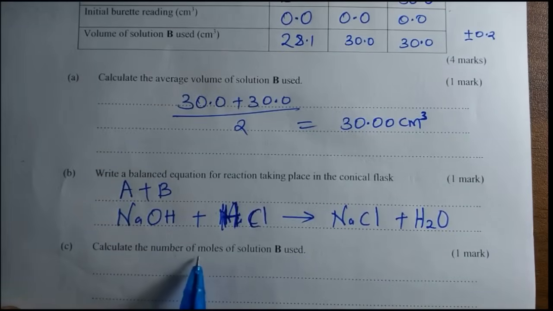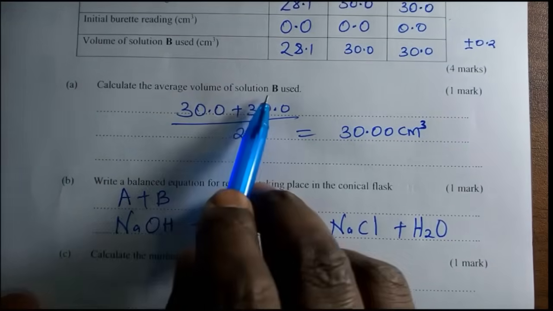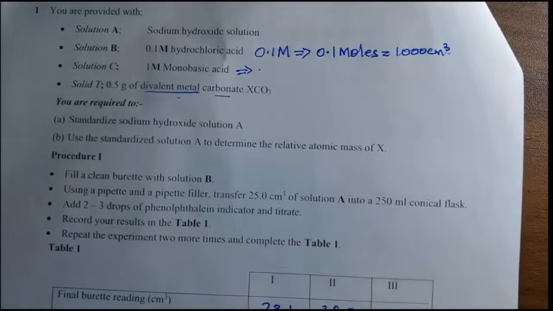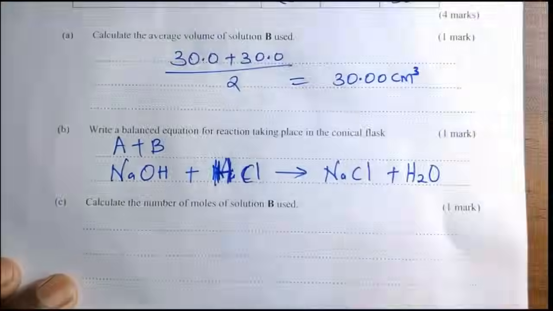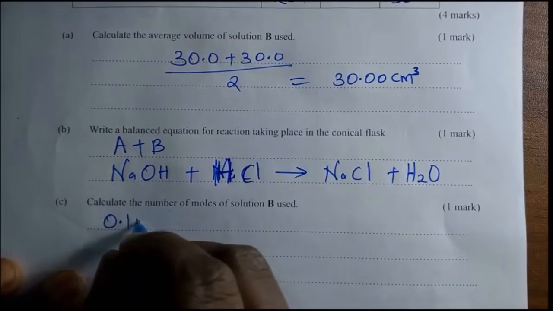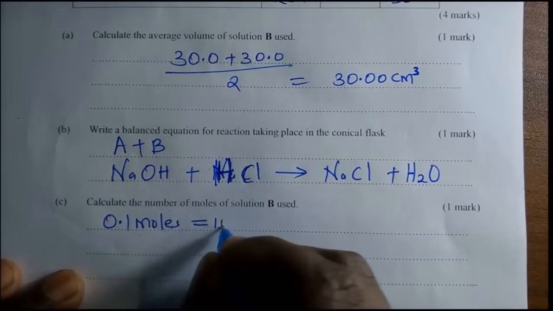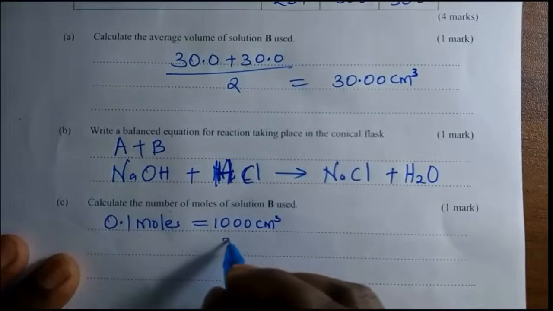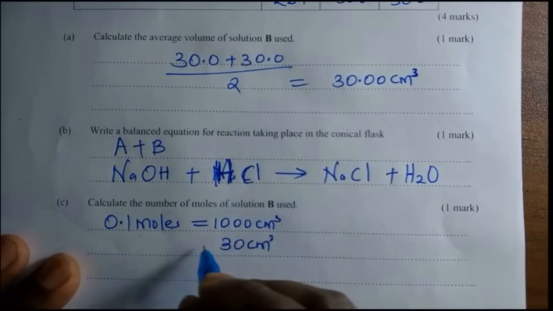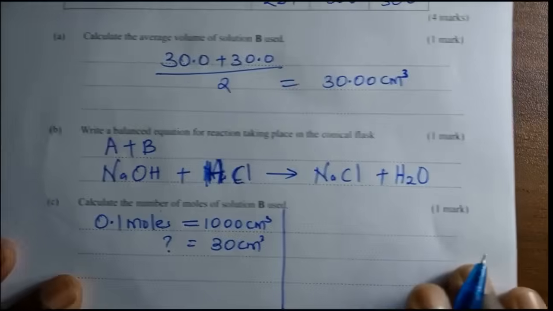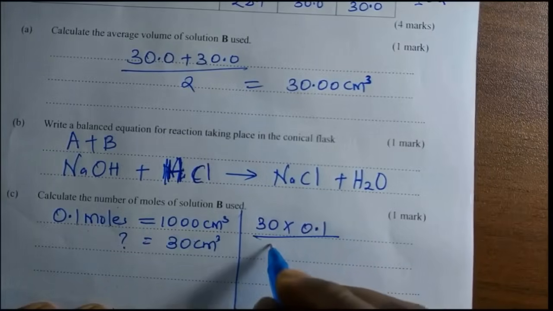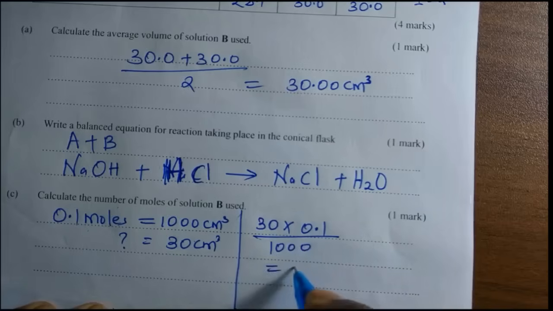Calculate the number of moles of solution B. What do we know about solution B? We know the concentration, the molarity. So we say 0.1 moles are in 1000 centimeters cube. We will find out the one we used, the 30 centimeters cube, will contain how many moles. That is 30 times 0.1 divided by 1000. And this one is 0.003 moles.